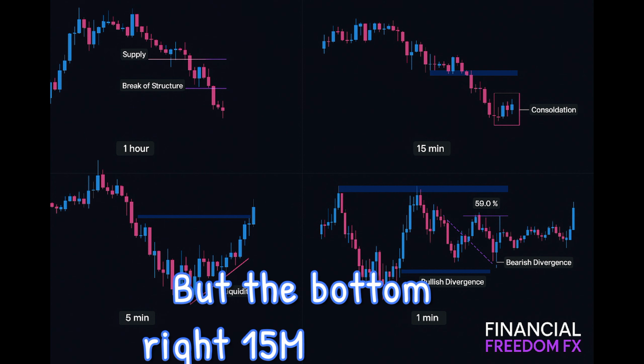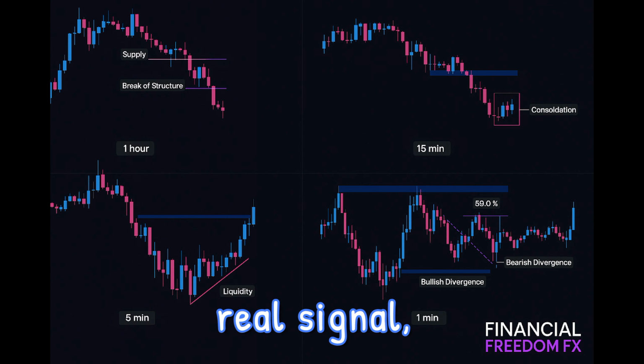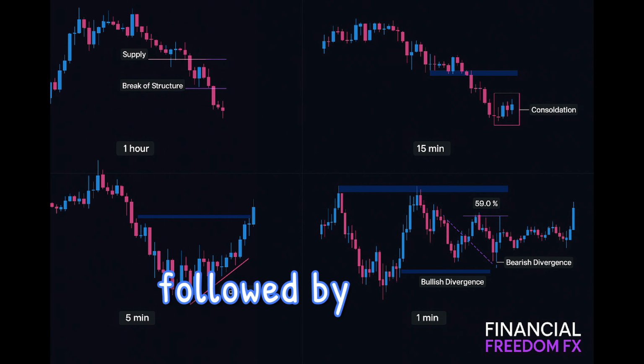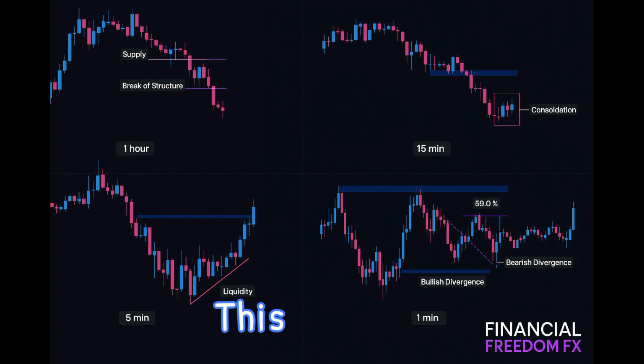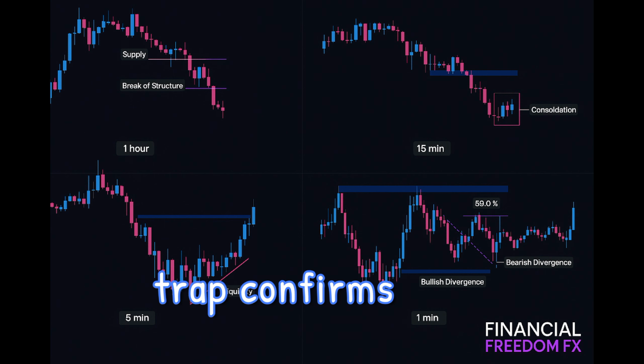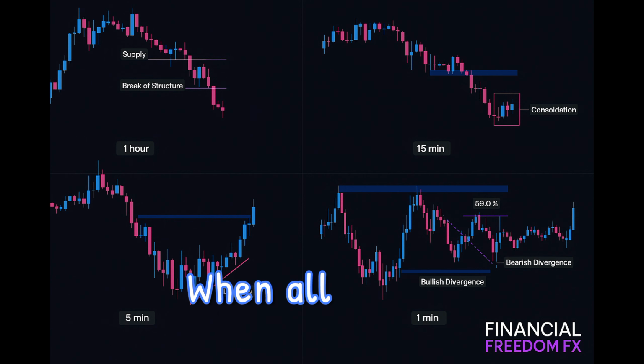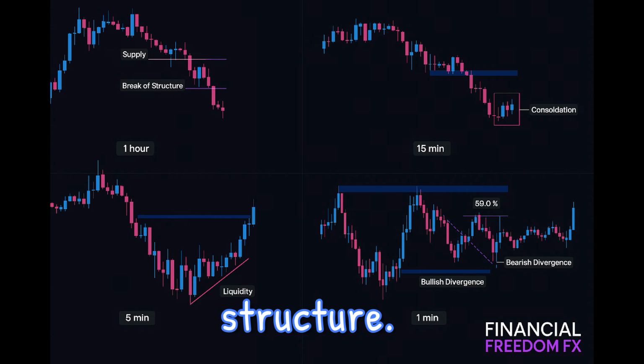But the bottom right 15M gives the real signal, a fake breakout followed by sharp rejection. This lower timeframe trap confirms the bearish move. When all 4 timeframes tell a story, you trade with confidence and structure.